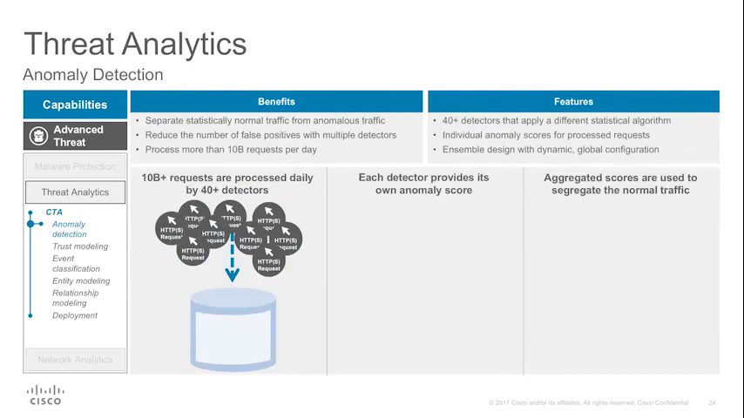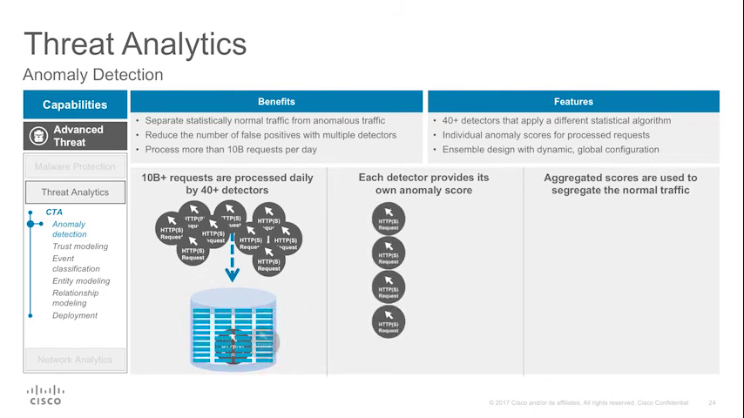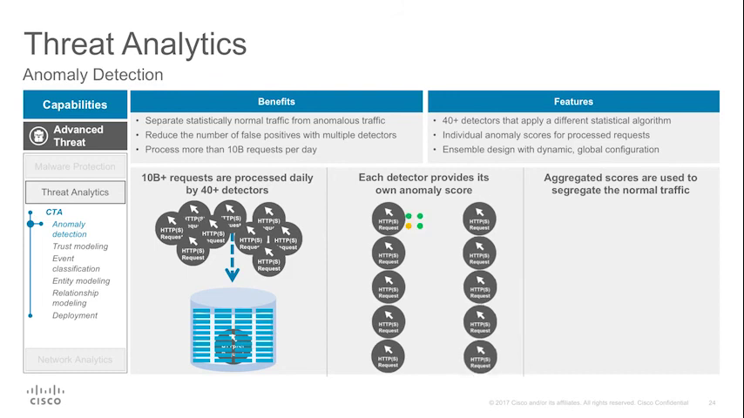In the first layer of CTA, anomaly detection employs statistical machine learning methods in order to separate the statistically normal traffic from anomalous traffic. 40-plus individual detectors process every HTTP or HTTPS request in the network. Typically, the anomaly detection layer processes 10 billion or more requests per day. Each request is processed by all 40-plus detectors, and each detector applies a different statistical algorithm.